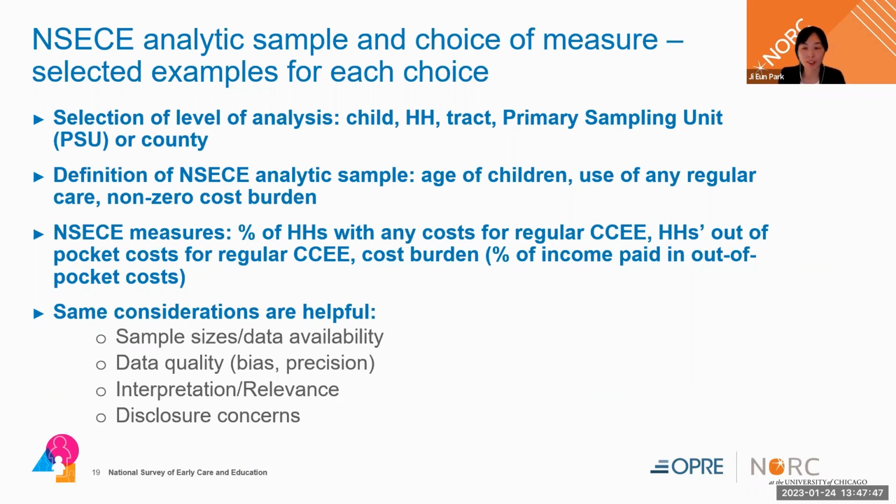So when we think about the selection of level of analysis, there are different ways to analyze NSECE household survey data. You could analyze at the child level or household level, or tract level, or primary sampling unit, or county by aggregating household level data. Just wanted to quickly also highlight that the child level data is also available in the household survey.